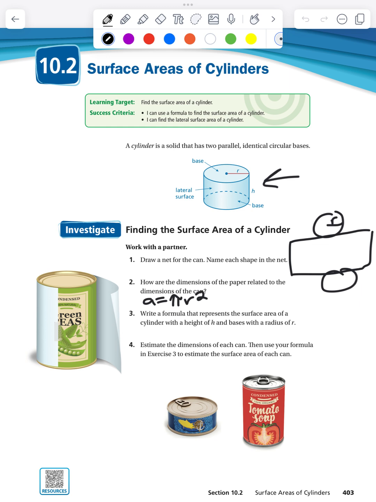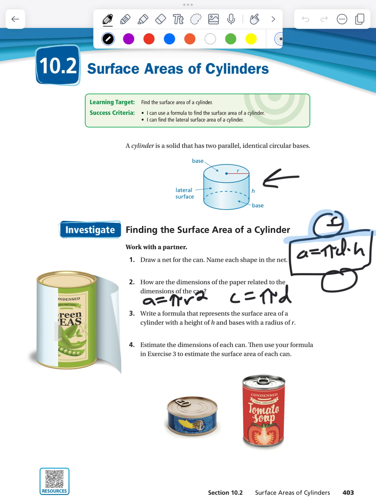Now, the cool thing about the dimensions of a cylinder is that this length of the rectangle is the same as the circumference of the circle. We know the circumference of a circle is pi times diameter. So pi times diameter is the length of the rectangle. And then to find the area of a rectangle, we do length times height. So the area of the rectangle is going to be pi times diameter, the length, times the height.